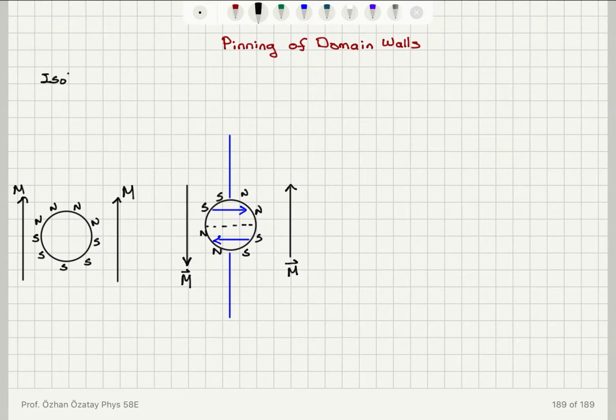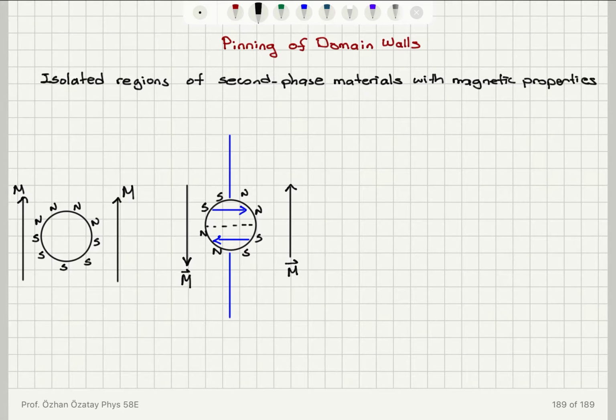So isolated regions of second phase materials with magnetic properties different from the host material are called magnetic inclusions.